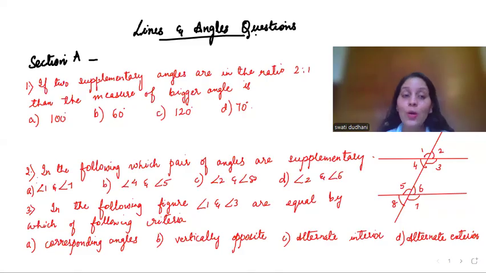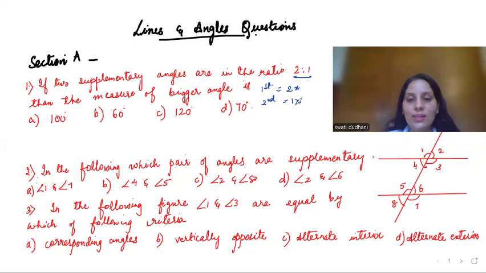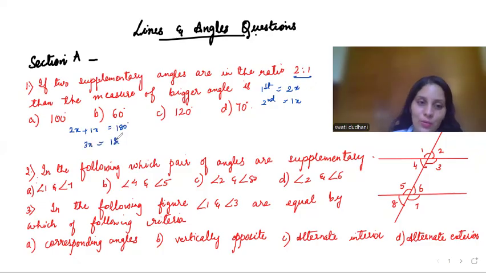So, let's get started. First one. If two supplementary angles are in the ratio 2:1, then the measure of bigger angle. So what are supplementary angles? Supplementary angles means the sum of two angles is 180 degrees. So here the ratios are given 2:1. So our first angle is equal to 2x, that is the bigger one, and the second angle is equal to 1x. So sum of the two angles is 180, as they are supplementary. So 3x is equal to 180. So from this, x is 180 divided by 3, which is 60 degrees.